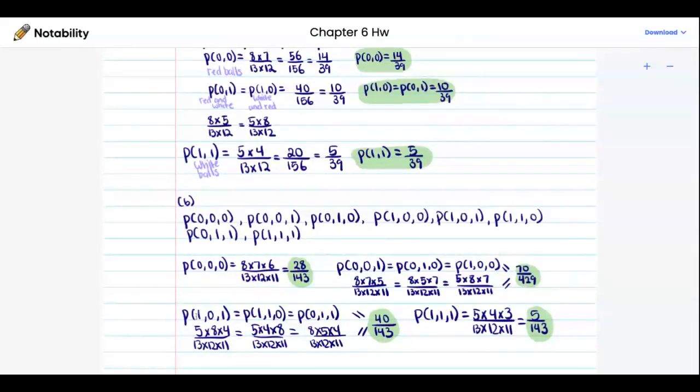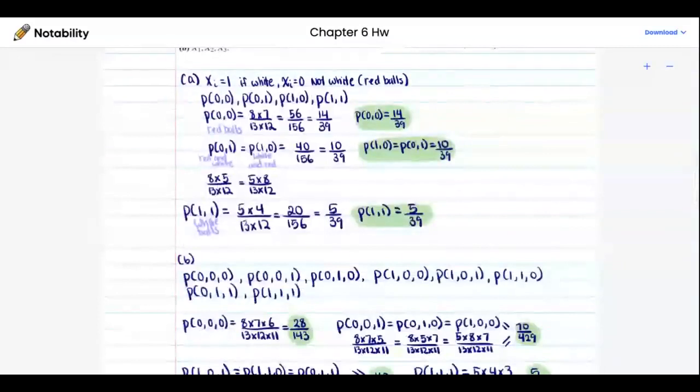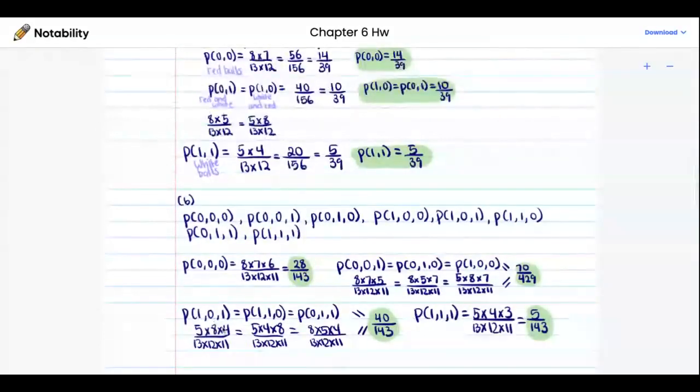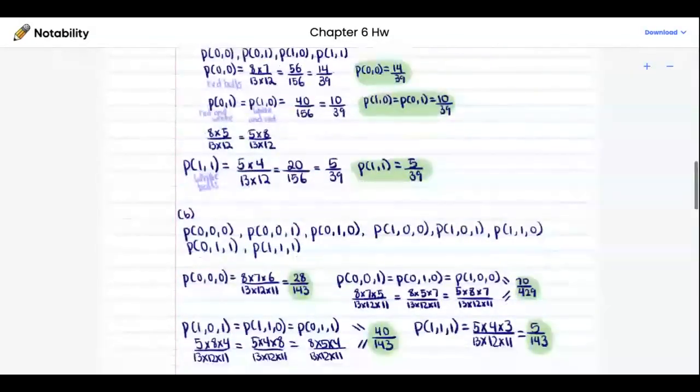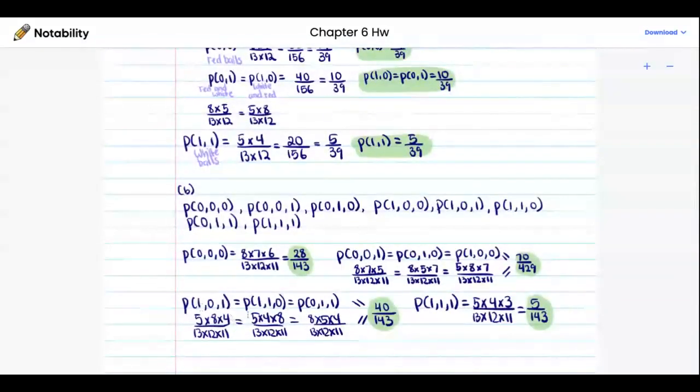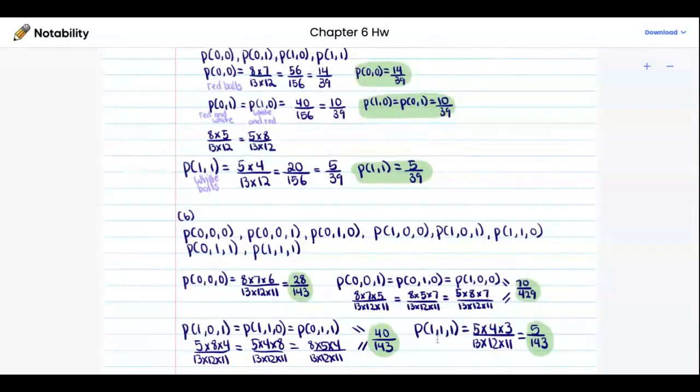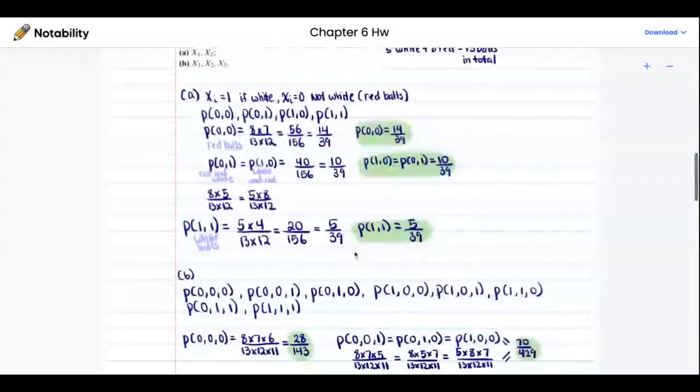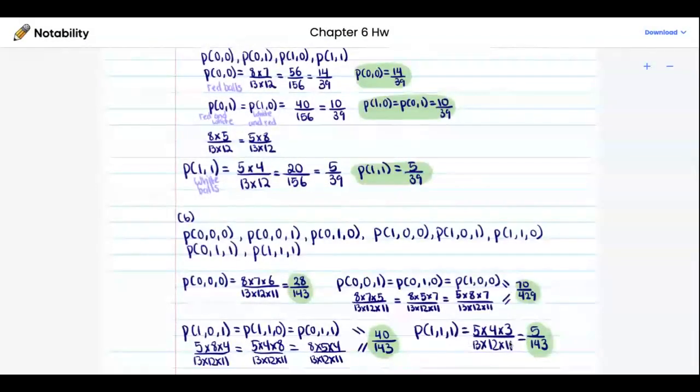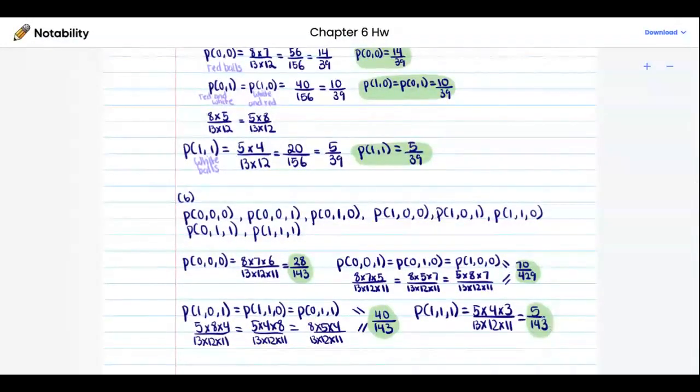And the probability of having one red ball and two white balls, where probability 101 is also equal to probability 110 and probability 011, is 40 over 143. And lastly, we have probability 111, which is all 3 white balls, 5 times 4 times 3 over 13 times 12 times 11, which gives us a probability of 5 over 143.